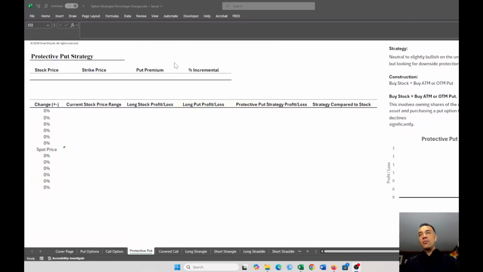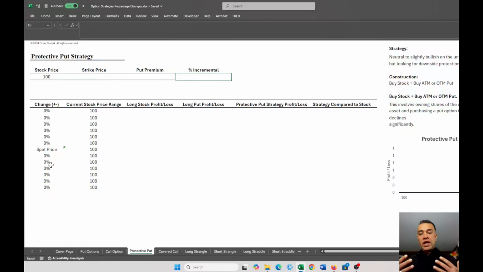So let's go into our model and start plugging in our values. Just like I've done before, you can put any stock price that you want. I'm going to put $100. Then we want to look at the different price range that our stock can go, plus or minus. The next step is putting in an incremental amount. I want this to go by 5%. If you want a larger range to see different prices, you could do 10%, but I'm going to enter 5.